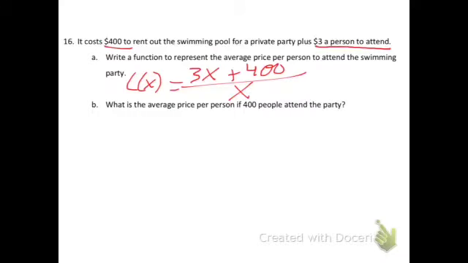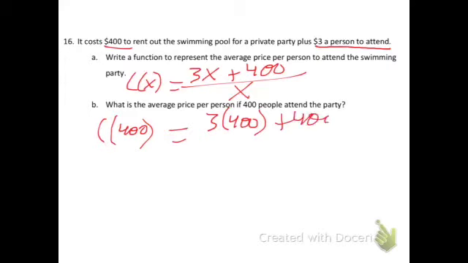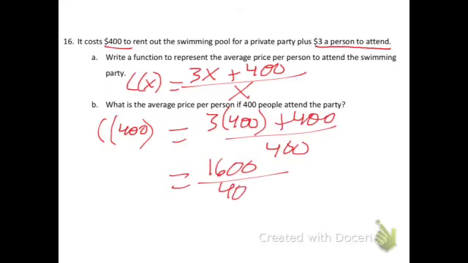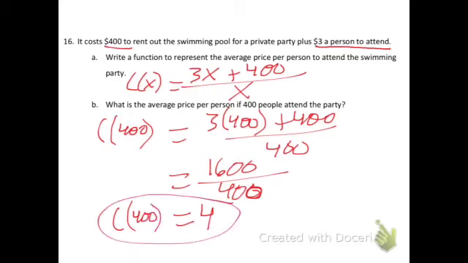If I want to get the average of 400 people, I need to get C of 400. And I need to put 400 where all the x's are. So 3 times 400 plus 400, because that's what I had there. And then 400 on bottom. When I calculate this top part, I'm going to have 3 times 400, which is 1200, plus 400 is going to give me 1600 on top, divided by the 400. And that's going to give me just 4. So the average cost for 400 people is $4. And that's it.